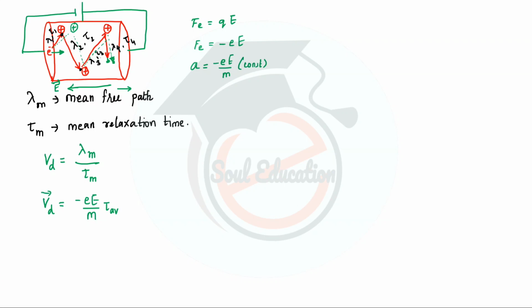So here this v is vector quantity, so the negative sign indicates velocity is in the opposite direction to the electric field. That's it. So its magnitude is velocity, drift velocity, which is equal to e by m into tau average. So this is my drift velocity.